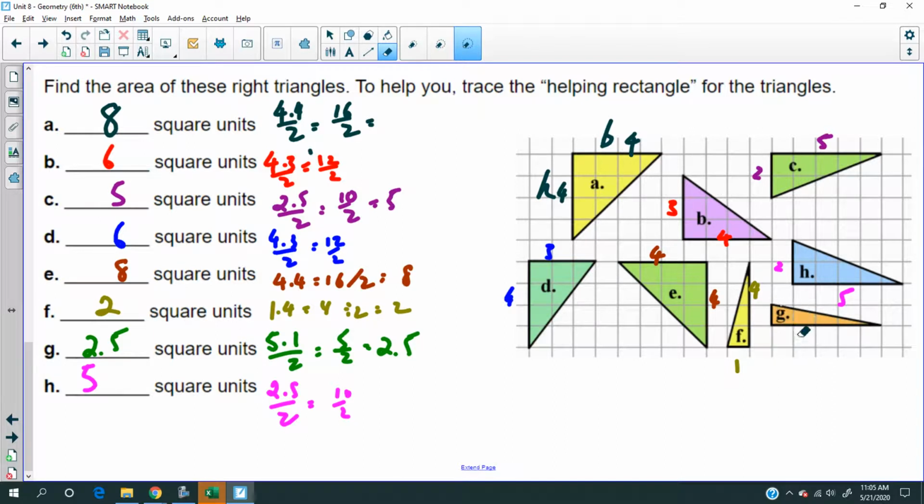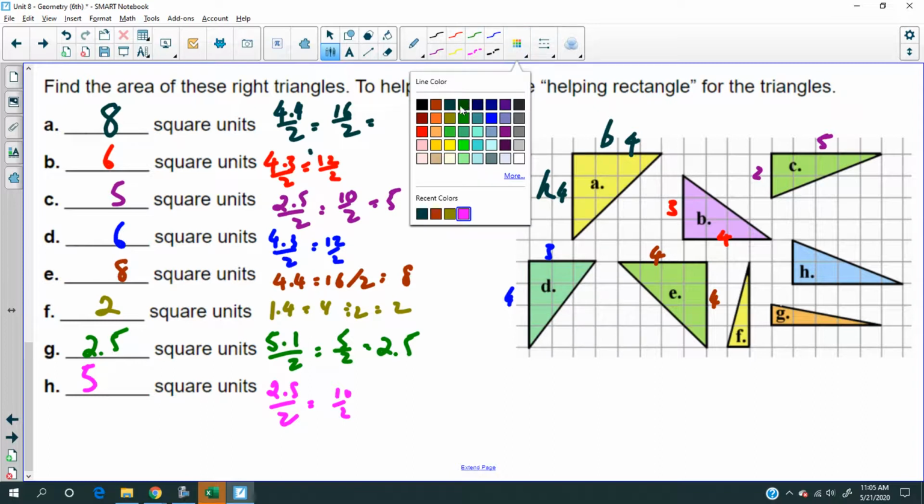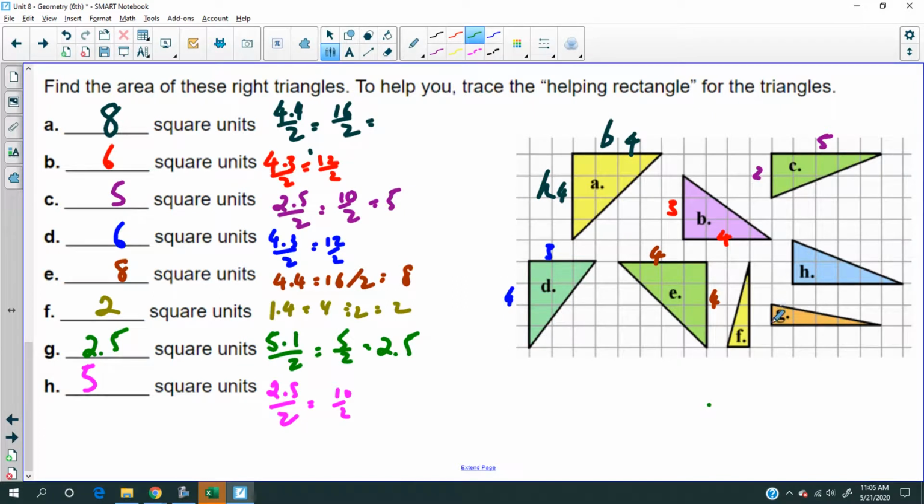Then what I'm going to do is show you this. This is cool. Let's go back to the original example, G. Remember this was 1, and then this was 5, and the answer ended up being 2.5.